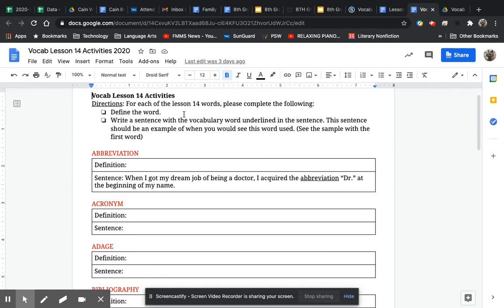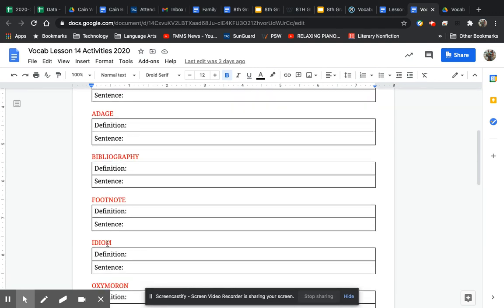So for each one, the first part of it, you have to define the word. What is the definition? Well, we all did those together. The second part says, write a sentence with the vocabulary word underlined in the sentence and include an example where you would see the word used. So for example, when I go to idiom, my sentence could be, it was raining so hard, I used the idiom, quote, it's raining cats and dogs, quote, and then I could underline idiom. So I have an example and the word in the sentence.